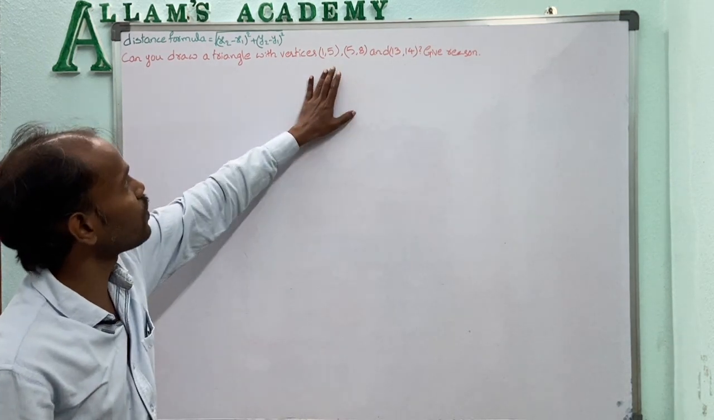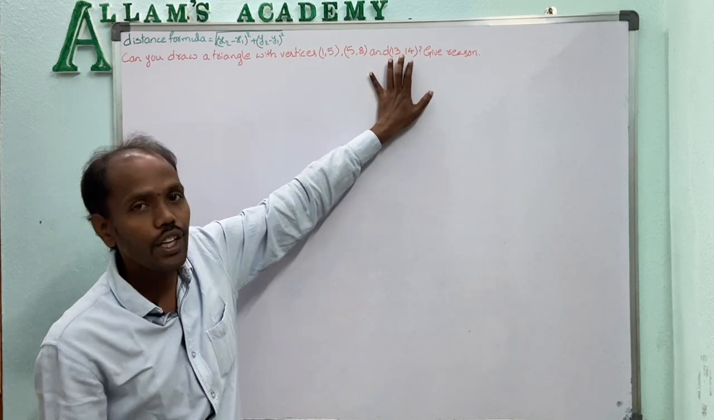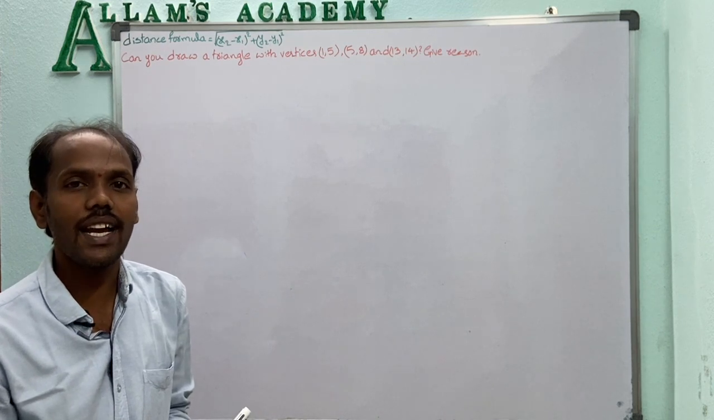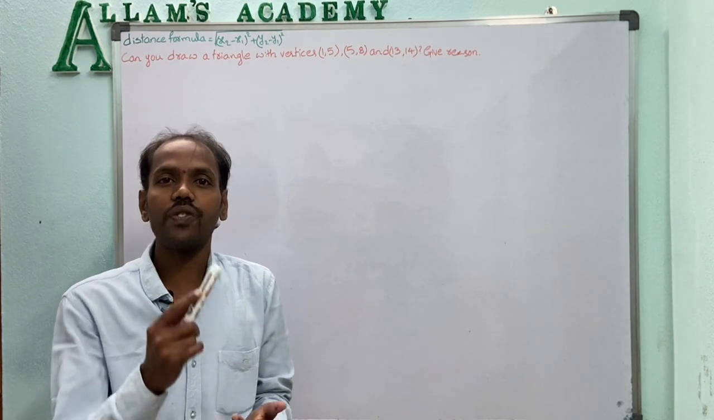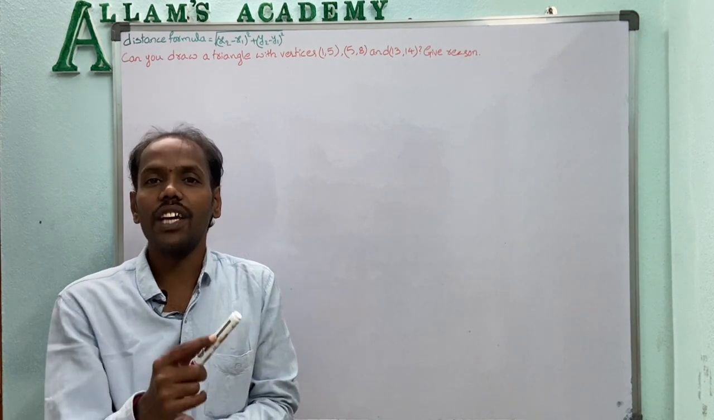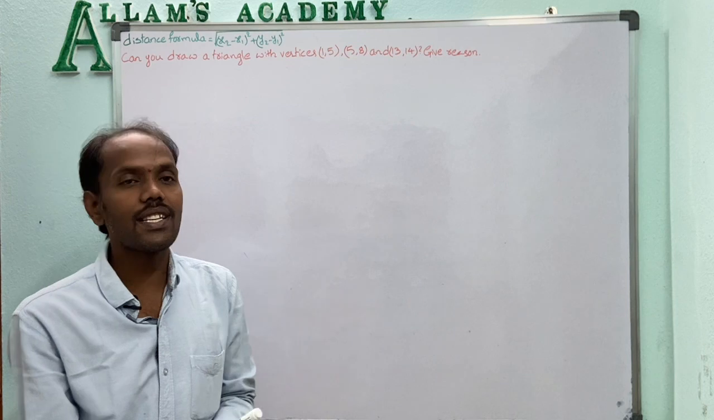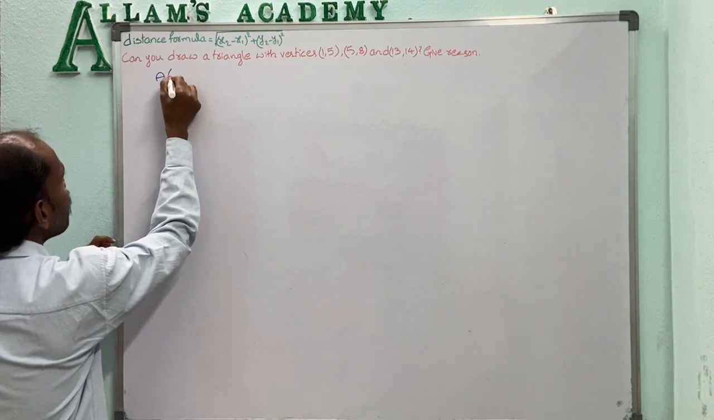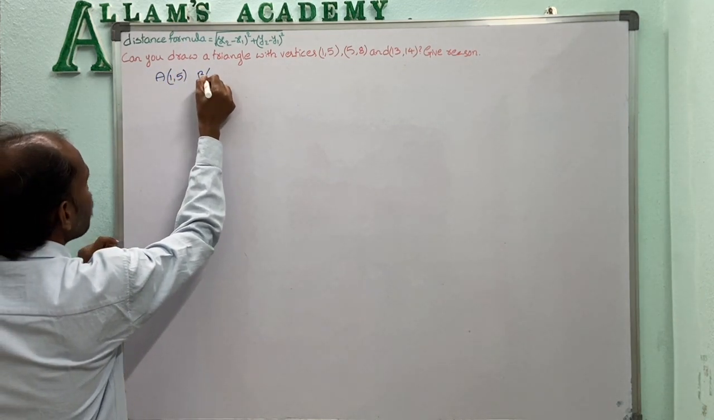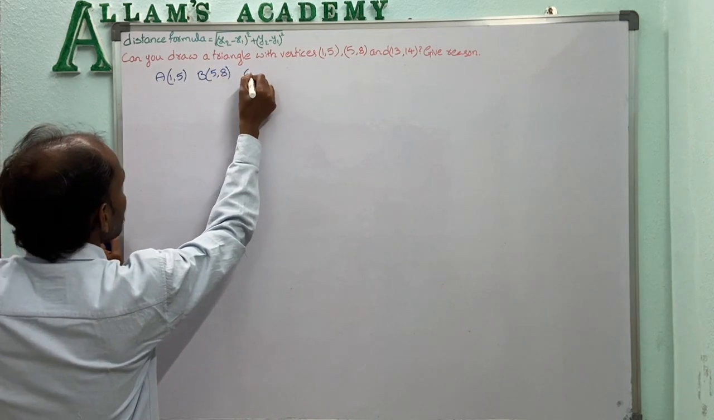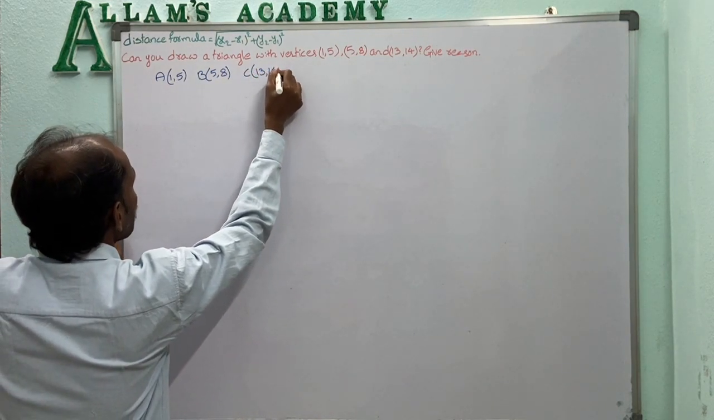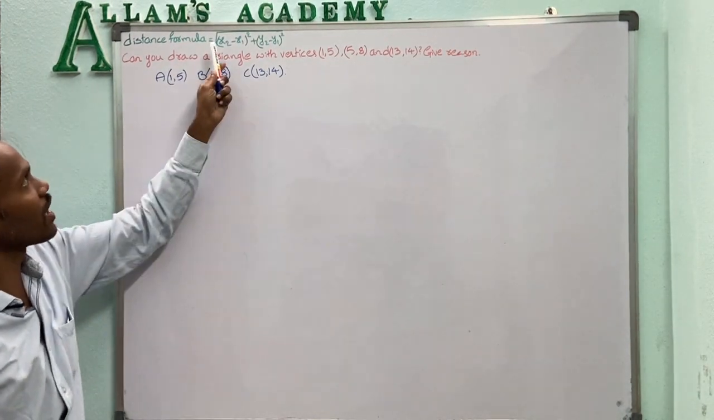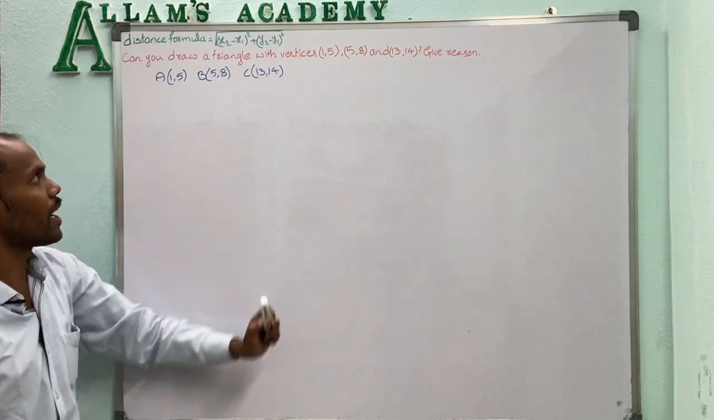That means here we have to find the distance between each and every pair of points. That gives the lengths of the sides. If the sum of any two sides is greater than the third side, then we can draw the triangle, otherwise not. So the given points are taken as A (1, 5), B (5, 8) and C (13, 14). Now the distance between any two points (x1, y1) and (x2, y2) is the square root of (x2 minus x1) whole square plus (y2 minus y1) whole square.